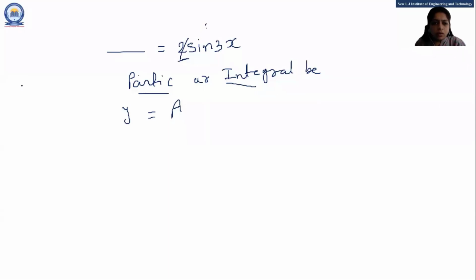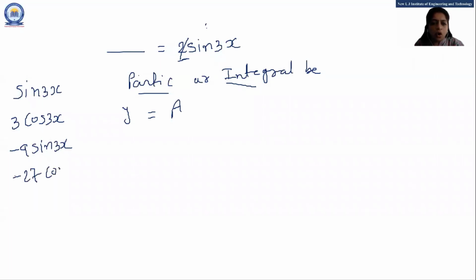So in the family of sin 3x itself, the derivative of sin 3x is what, students? 3 cos 3x. If we again take the derivative of cos 3x, that is minus 9 sin 3x. Again, the derivative of sin 3x is minus 27 cos 3x. Okay. So if we neglect the constant multiples, then in the family of sin 3x there are only two members, sin 3x and cos 3x. Okay.